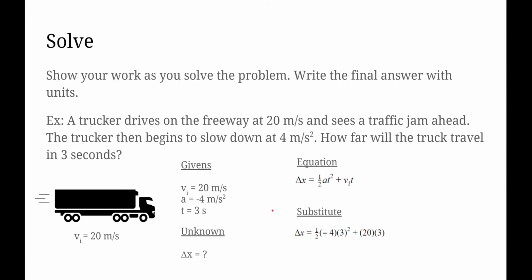And finally, we get to the solution step, or solving. Now we're just showing all of our work. So this is where we show our math. So if we look, we're just plugging stuff in. So acceleration is -4, time is 3 seconds, initial velocity is 20, time is 3 seconds again. Simplify it, and we end up getting 42 meters for our distance.